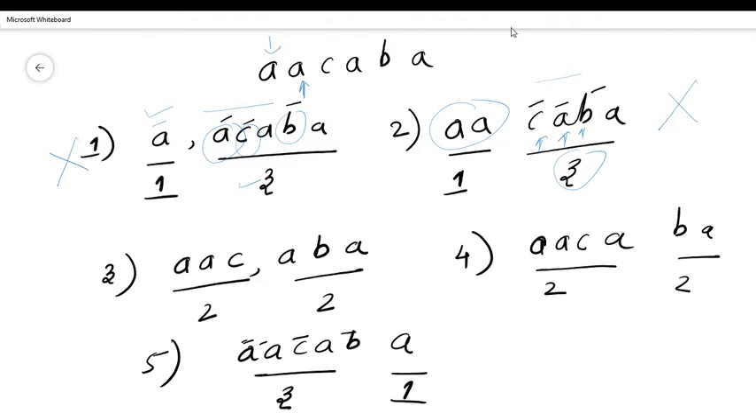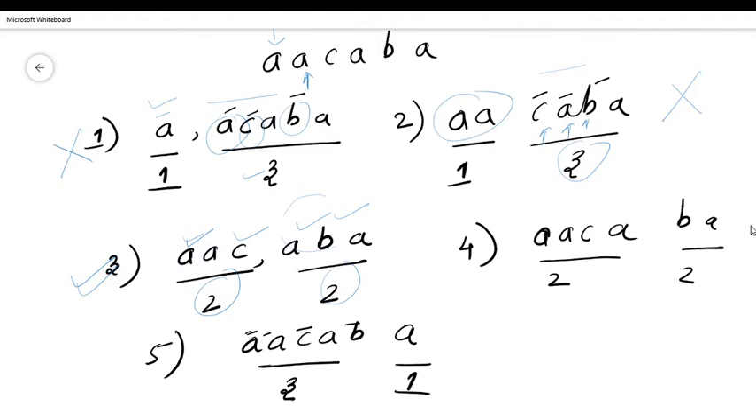Coming to the third split, which is AAC here, and the right would be ABA. The number of unique characters here is A and C, which is 2. Here A and B, which is 2. Hence, this is a good split, right? Coming to the fourth split, AACA and BA. This has two unique characters, A and C, hence 2. Here B and A, which is 2. Hence, it's a good split, right?